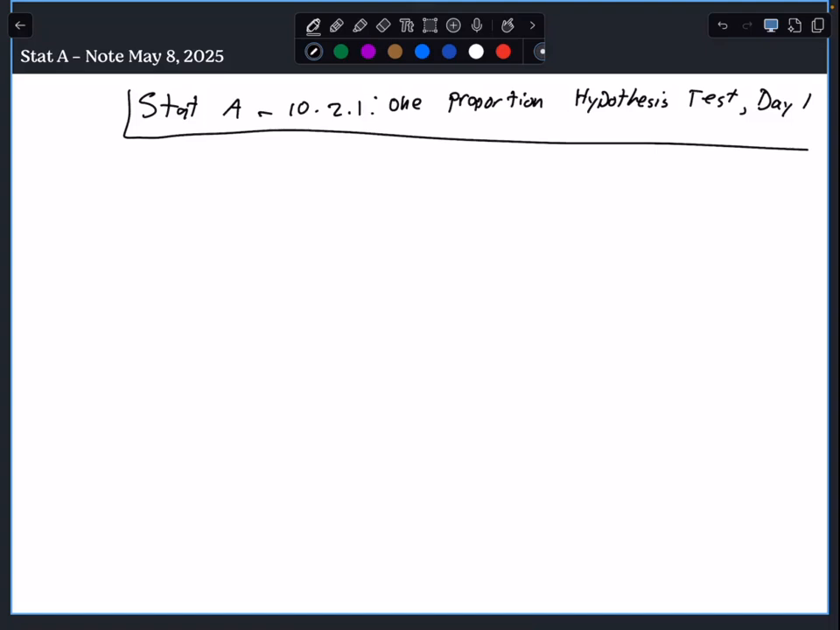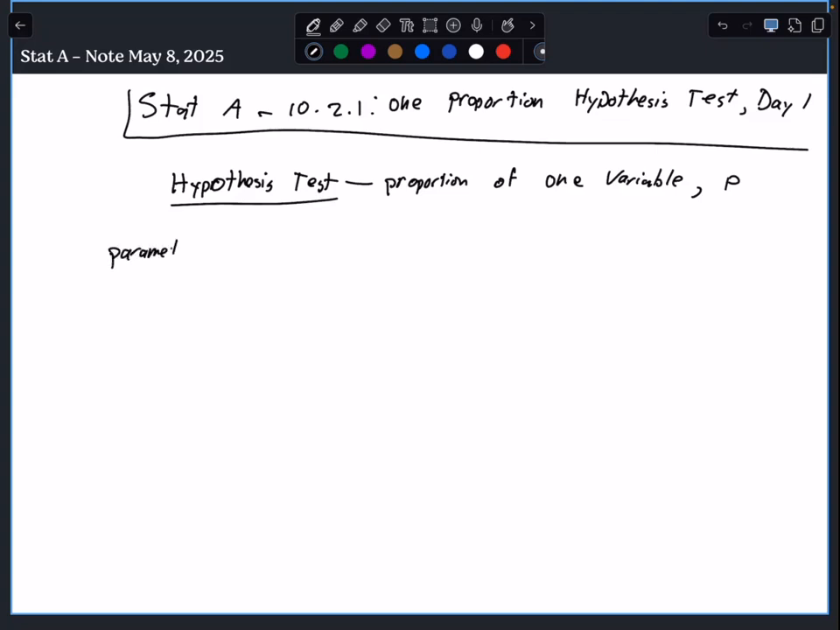Okay. So, we're conducting a hypothesis test, and more importantly, we are doing proportions. Proportion of one variable, P. So our parameter is P, right? The proportion of... Okay, so we have some parameters, something that we're looking at, and it's always going to be proportions.